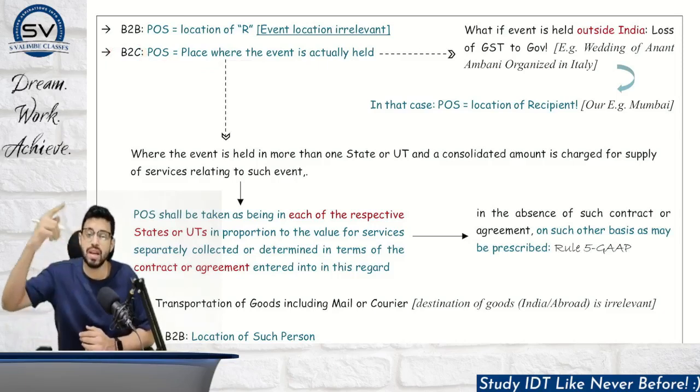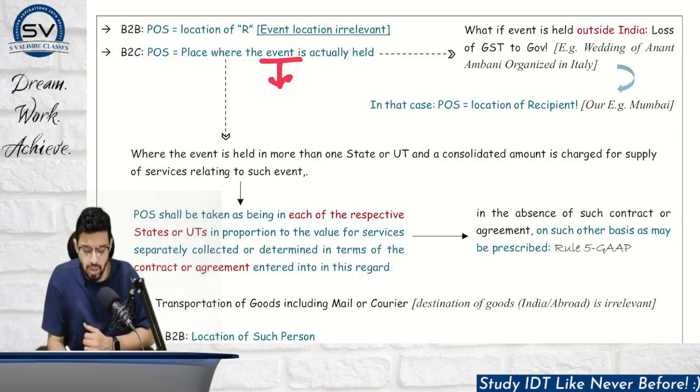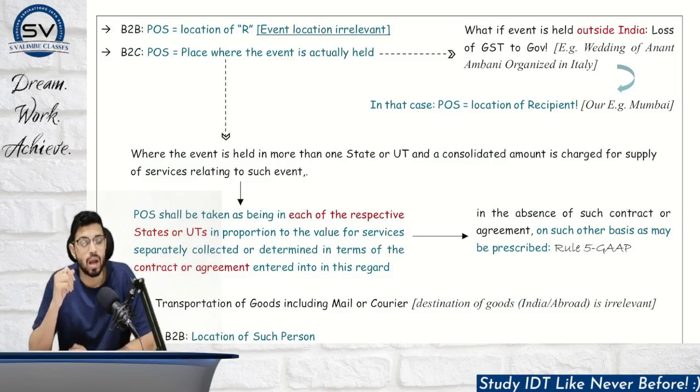Again, just like we studied in our immovable property case, what if this event goes outside India? What if this event is outside India? For example, let's say I'm a wedding planner, okay, and my client is Mr. Anand Ambani. Mr. Anand Ambani, let's say tomorrow he goes and plans a wedding in South Africa.